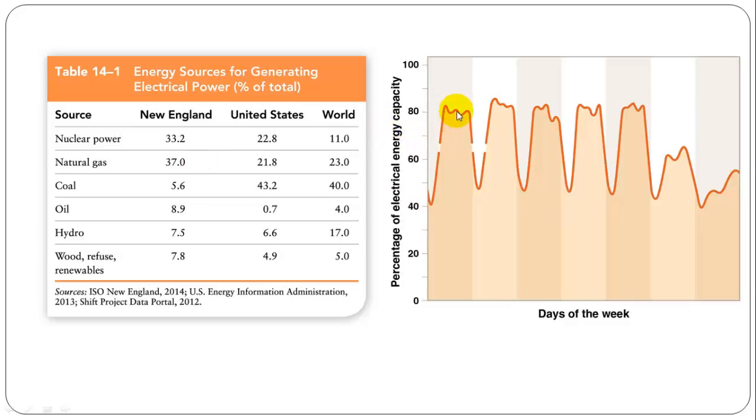Most energy is used on weekdays, so Monday, Tuesday, Wednesday, Thursday, Friday, during the daytime, because this is when everyone is at work and most electricity is being used. At night, everything is turned off generally. And then on the weekends, less work is being done, so less electricity is being used. So any sort of energy supplier has to take into account these fluctuations in energy demand.